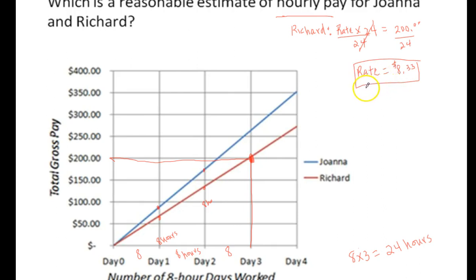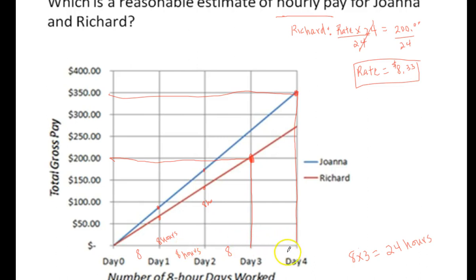Now let's take a look at Joanna. Joanna is the blue line. So again, I want to find a place where it crosses right through one of these intersections, because then it's easy for me to tell what the actual pay was. Her first place that it crosses one of these intersections is right here at the edge of the graph, actually. And we can see that after 4 days, she has made $350.